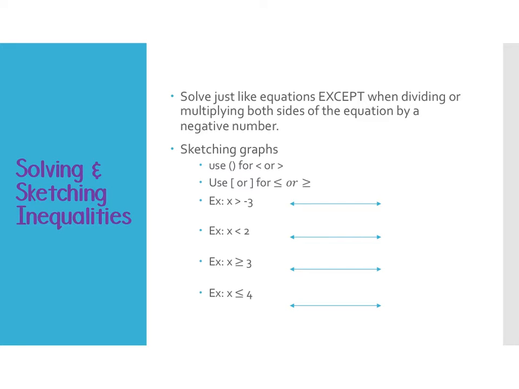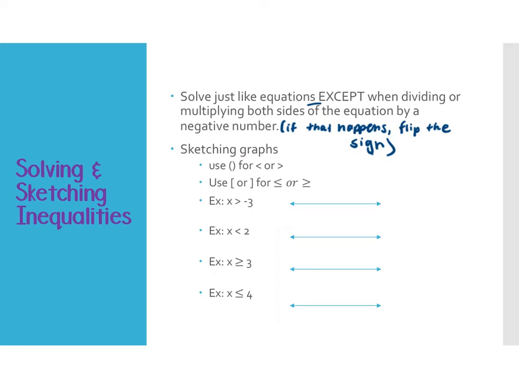So the first thing is that we solve them just like equations, except for 2 scenarios, when we divide or multiply both sides of the equation by a negative number. If that happens, then we flip the sign. So if it was less than, it becomes greater than. If it was less than or equal to, it becomes greater than or equal to. If the other way around, we flip it. Only if you divide or multiply by a negative on both sides of the equation, though. Not if you're just simplifying and there's a negative involved.